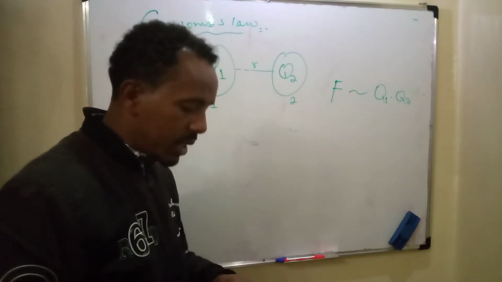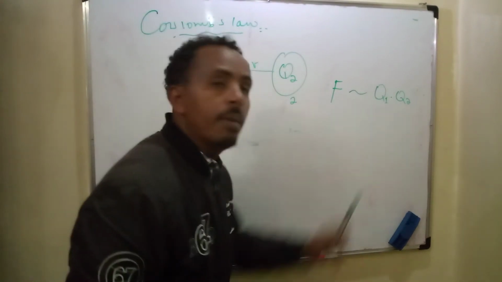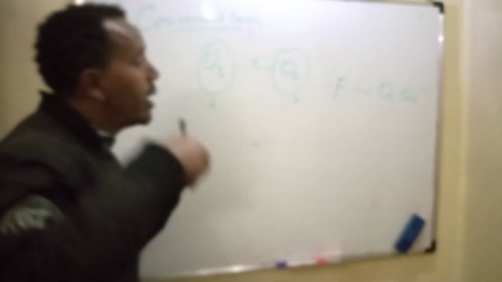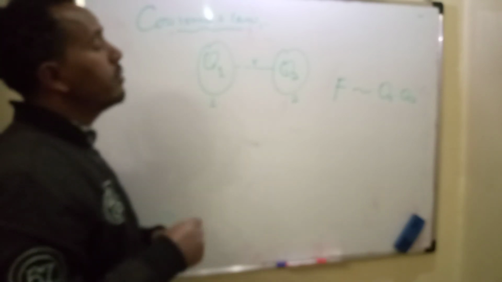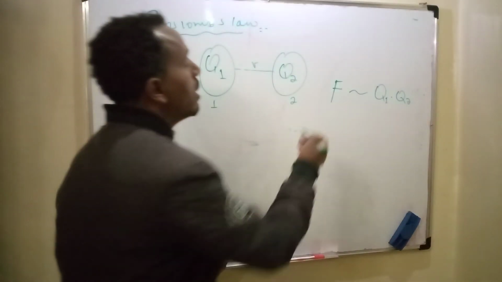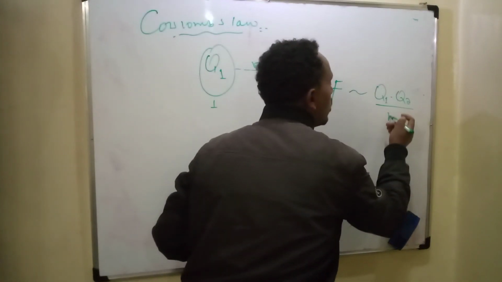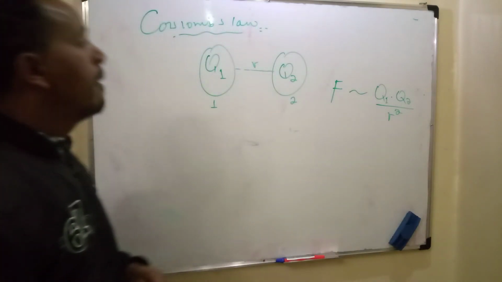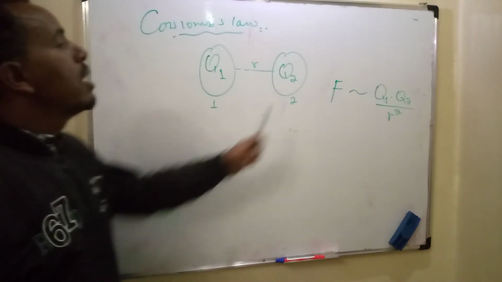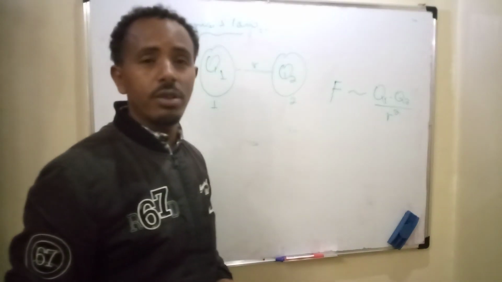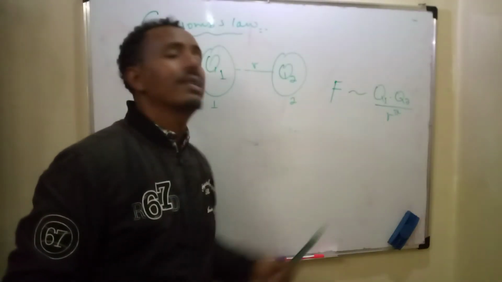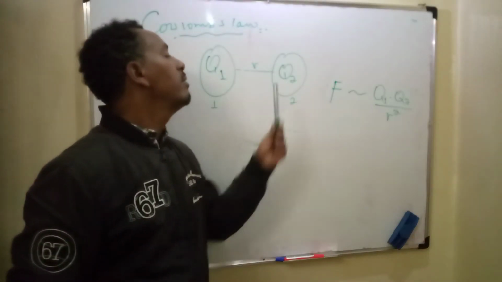Directly proportional means if the magnitude of the charge is increased, the magnitude of force is also increased. But if the magnitude of the charge decreased, the magnitude of force is also decreased. And force is inversely proportional to the square of the distance between the two charges. If the separation between the charges increased, force becomes decreased.